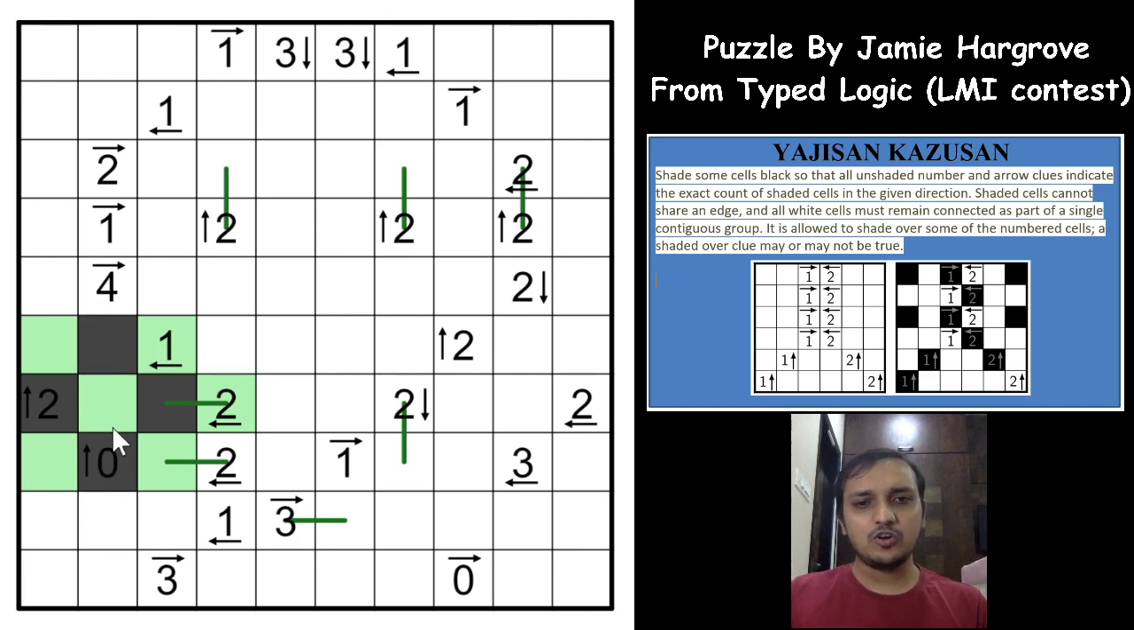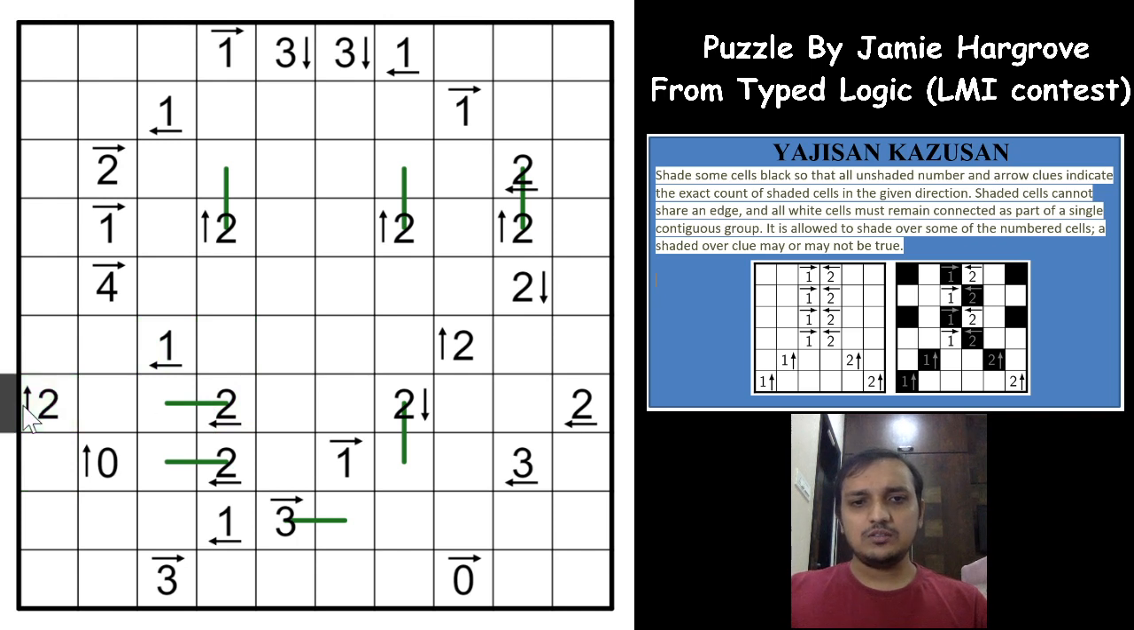It cannot be shaded because all the white cells have to be connected to each other, and it cannot be unshaded also. So if it is unshaded, then it is violated as there is one cell shaded in the particular direction, which means that this is very tough logic, very tough to start actually. So which means that this particular cell cannot be shaded now.